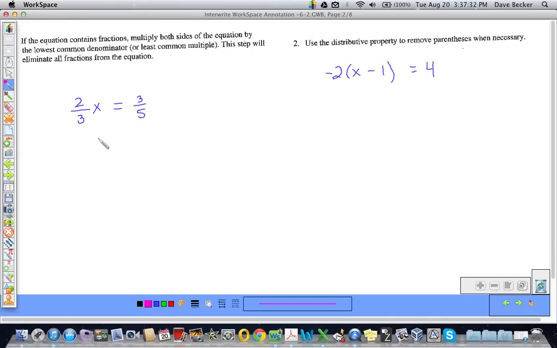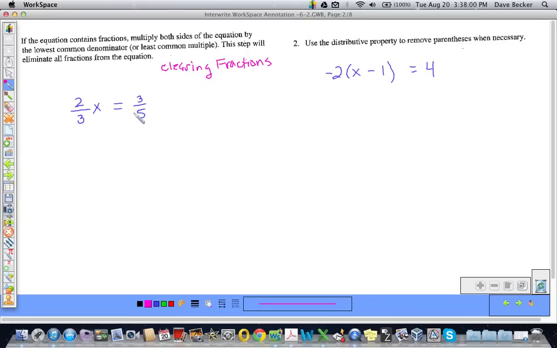For example, here it's saying if an equation contains fractions, we can multiply both sides of the equation by the lowest common denominator or least common multiple, and that'll eliminate all the fractions. Sometimes that's called clearing the fractions from the equation. Okay? It doesn't necessarily have to be the least common multiple. It can be any common multiple.